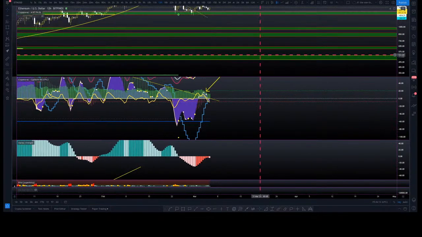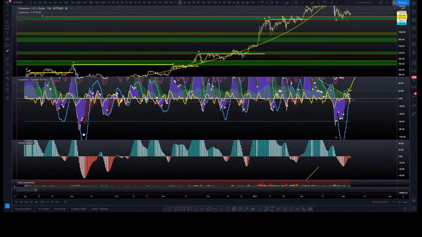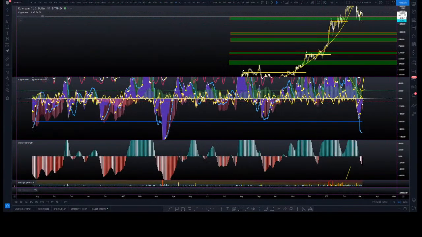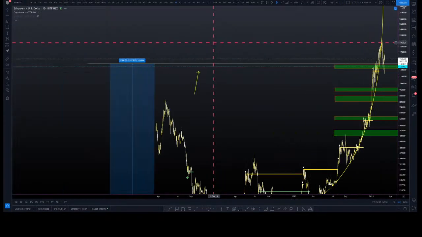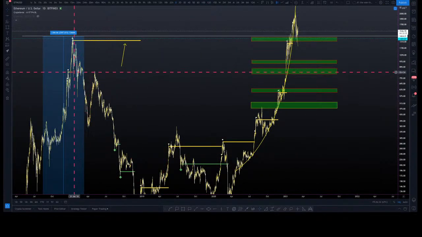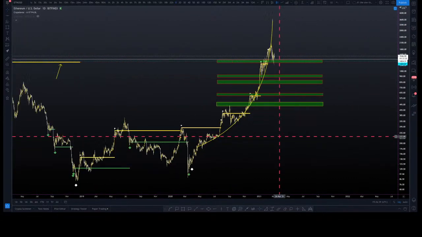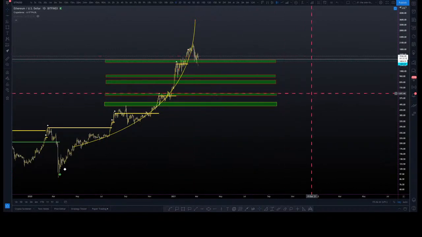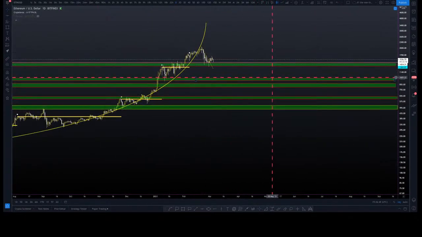What are these boxes here? These boxes were predetermined from the last run that happened in Ethereum. Okay, so if you go on lower time frames, you're going to see these lines pop out everywhere, and this is where these lines came from. So right now, we're basically right on top of that.